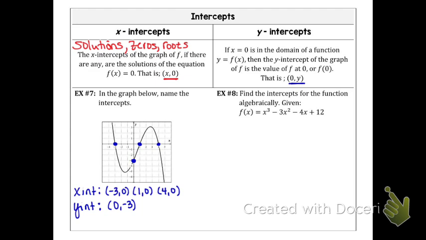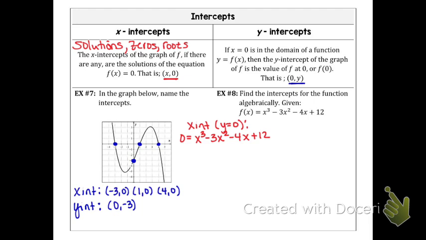Now for our equation here in example 8, it says find the intercepts of the function algebraically given the equation there. So it doesn't want us to plug it in our y equals and look at our graph. It wants us to do this algebraically. So I'm going to start out with my x-intercept. And so I know with my x-intercept, I'm going to plug in y as 0. Well, remember, y is the same thing as f of x. So we have 0 equals x cubed minus 3x squared minus 4x plus 12.